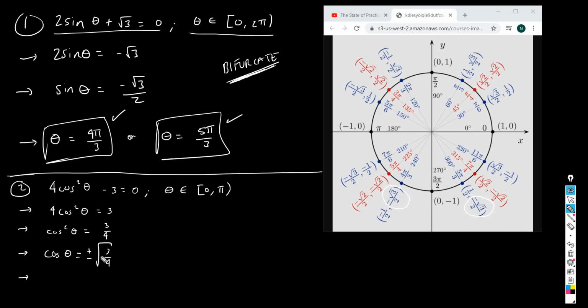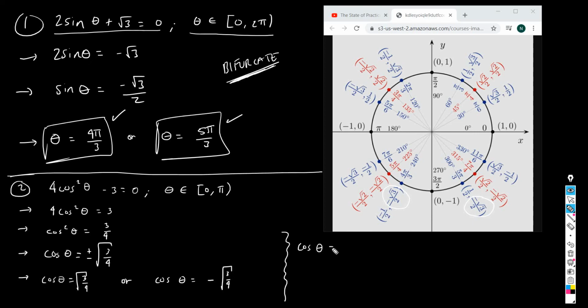Okay, so what this entails is this. I want to consider this equation for the positive square root. So cosine of theta equals the positive square root of 3 over 4. Or I should also consider the cosine of theta being equal to the negative of the square root of 3 over 4. And now I should solve this equation and this equation independently. So let's do this first. I'm going to continue over here.